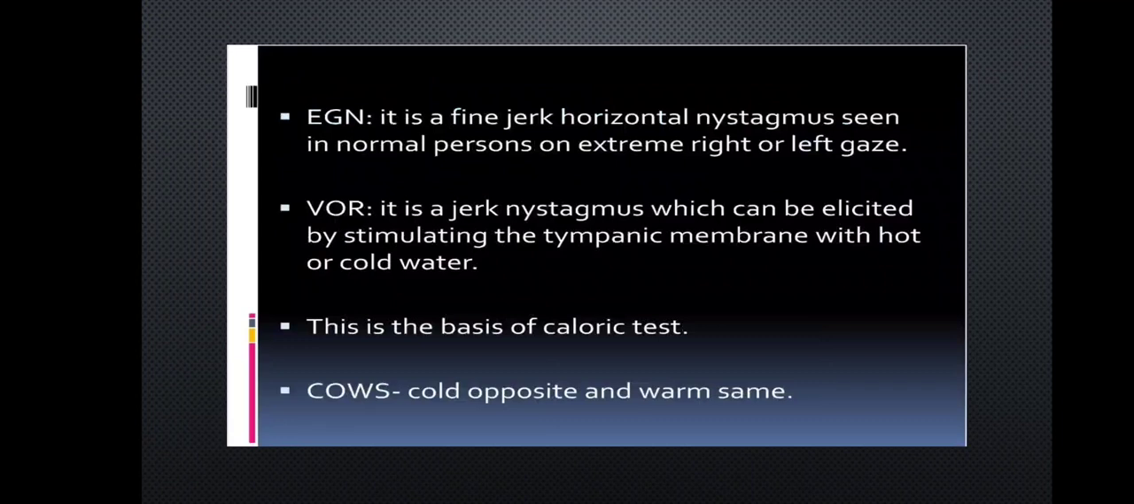End-gaze nystagmus is a fine jerk horizontal nystagmus which is seen in normal persons on extreme right or left gaze. Vestibulo-ocular reflex nystagmus is a jerk nystagmus. It can be elicited by stimulating the tympanic membranes with hot or cold water. This is the basis of the caloric test. Cold water causes nystagmus in the opposite direction, and pouring warm water causes nystagmus in the same direction, same ear.